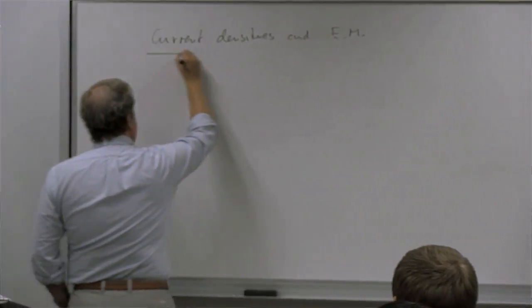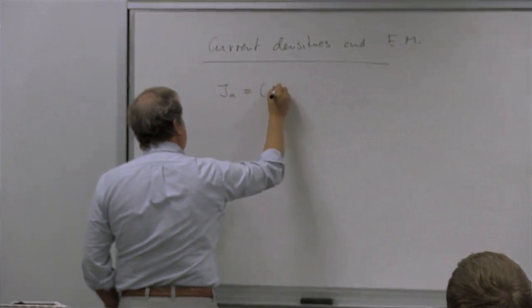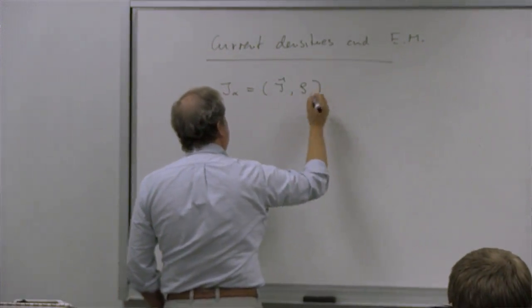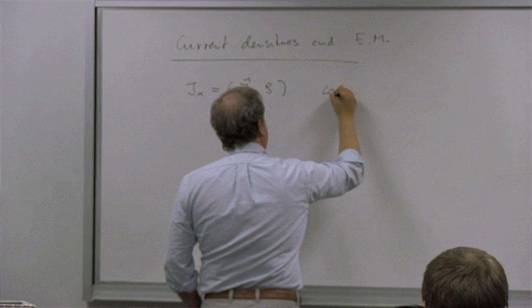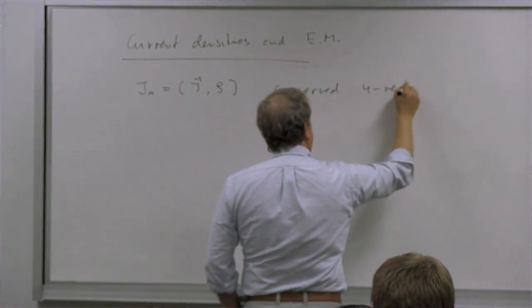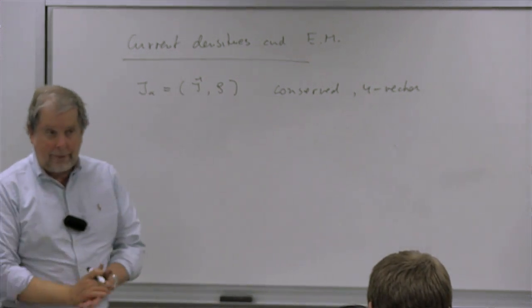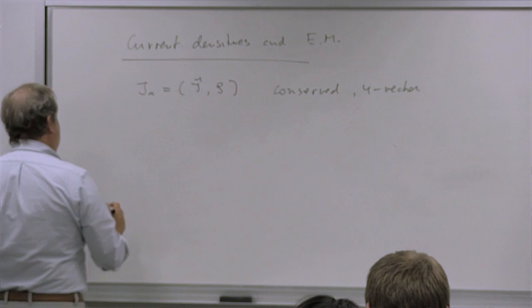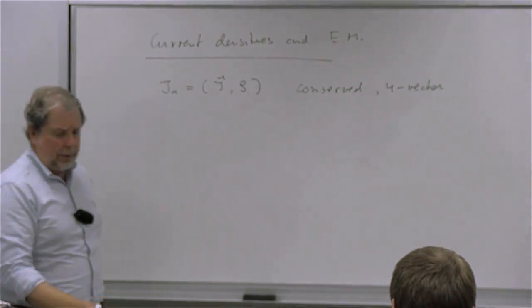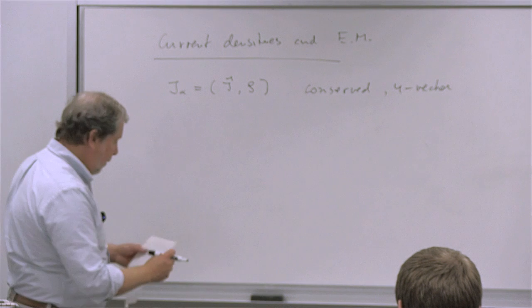Right? So we have dealt with this J alpha, which is the J and the rho, and which is a conserved 4-vector. And now we have to deal with the other half of the problem, which is electromagnetism, or Maxwell's equations, because we want to couple this particle to the electromagnetic field.